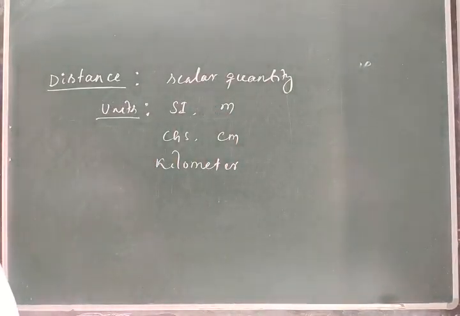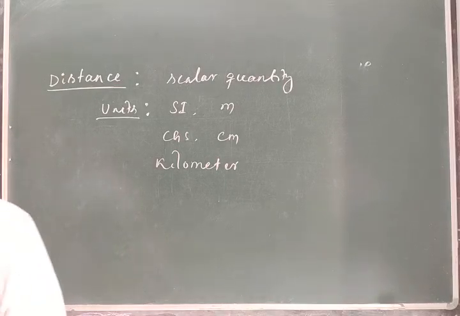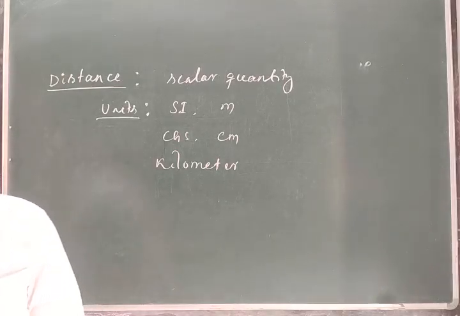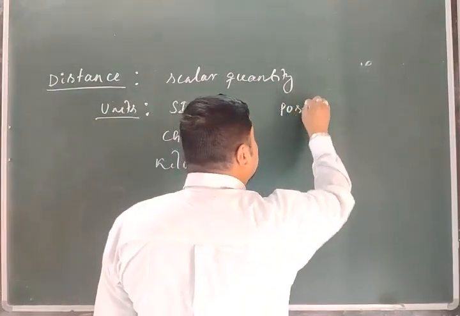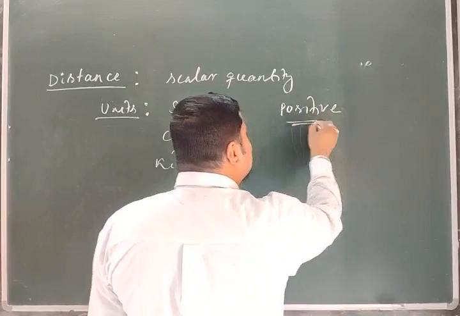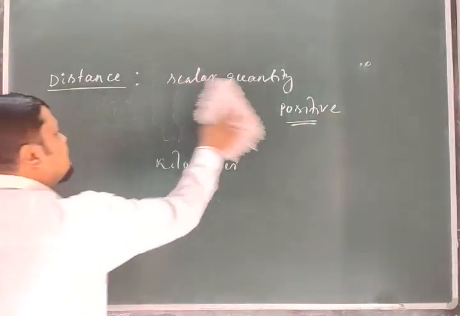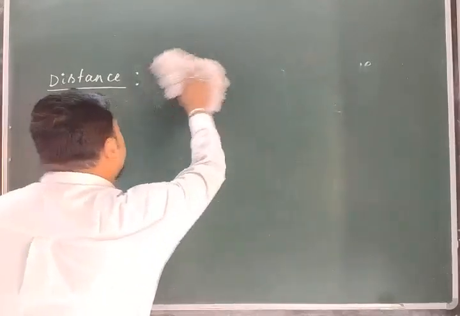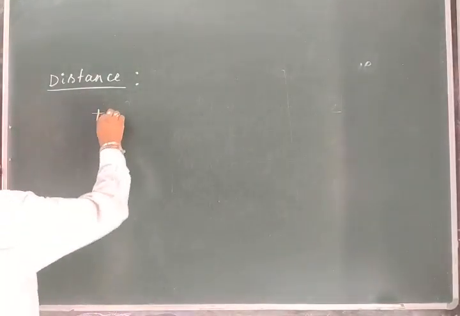Clear? Then the distance traveled by a particle or a body in a given time interval is always positive. Clear? So the distance traveled by a body is positive. Positive means what?